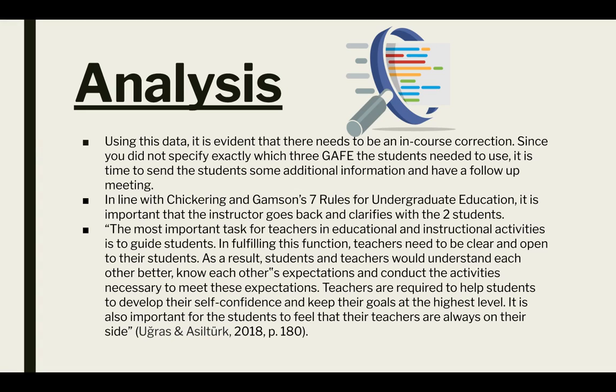Using this data, it's evident that there needs to be an in-course correction. Since I didn't specify exactly which 3 Google Apps for Education the students needed to use, it's time to send the students some additional information and have a follow-up meeting. So this is in line with Chickering and Gamson's 7 rules for undergraduate education. It is most important that the instructor goes back and clarifies with these 2 students.